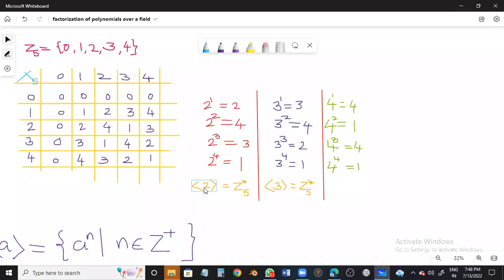And how do we write it? We write it in angular brackets. This set Z5 star means the non-zero elements in this particular case. 2 raised to 4 gives my first non-zero element, 1. The second element is 2, which can be written as 2 raised to 1. The third element is 3, which can be written as 2 cubed. And the last element is 4, which I can write as 2 squared. I covered all the elements, so I can say this group is generated by 2.